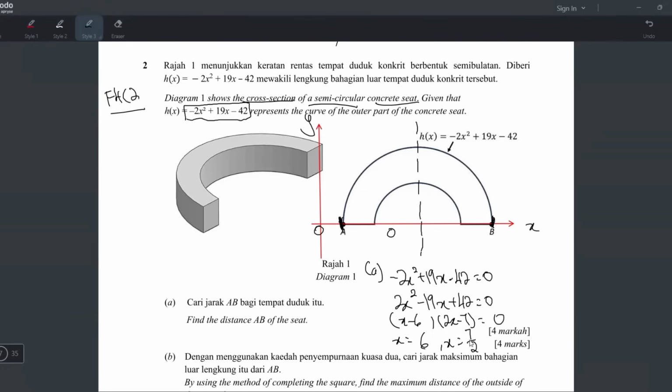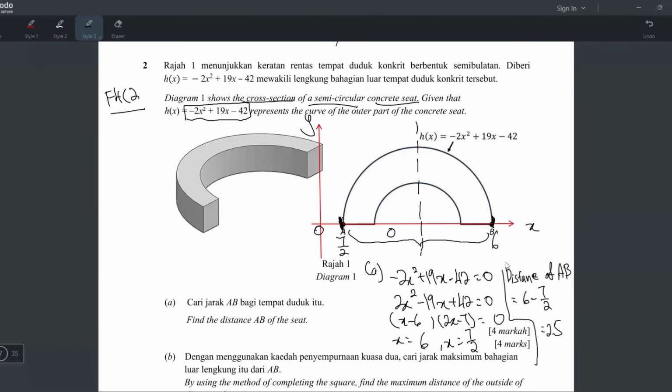The point A is 7 over 2, which is 3.5. So that one is smaller, so it has to be nearer to 0. And then the other one is 6. So now to find the distance from A to B, I can just take 6 minus 7 over 2. I don't have space, so I write here. The distance of AB is equivalent to 6 minus 3.5, which gives you 2.5.